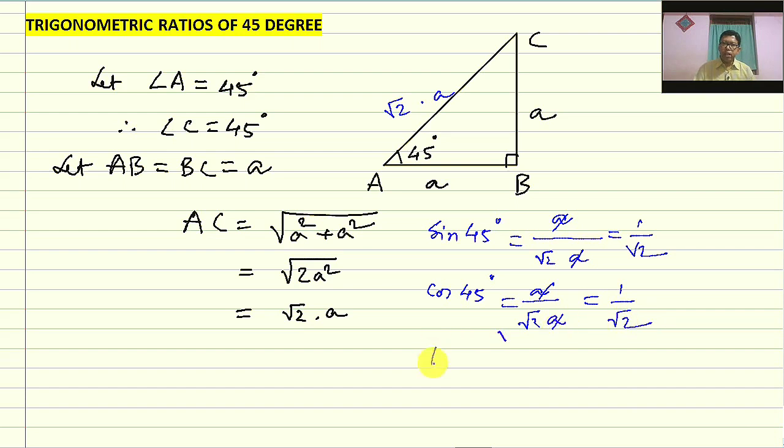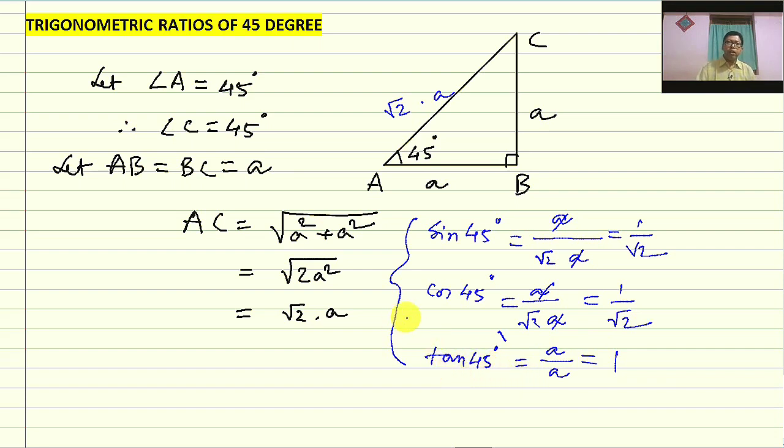Next is tan 45 degree. What is tan theta? Tan theta is equal to height divided by base, so perpendicular divided by base. Here the perpendicular BC is equal to a and base is equal to a. So you can cancel a and you are getting 1. So tan 45 degree is equal to 1. These are the basic trigonometric ratios of the angle 45 degree. So you can take the corresponding reciprocals. Cosec 45 degree is equal to root 2, sec 45 degree is equal to root 2, and cot 45 degree is equal to 1, because cot 45 degree is the reciprocal of tan 45 degree.